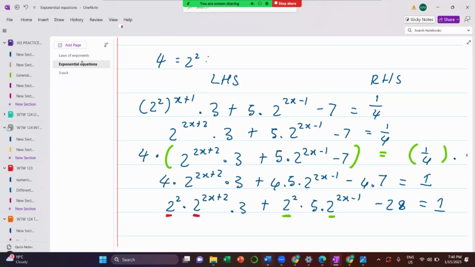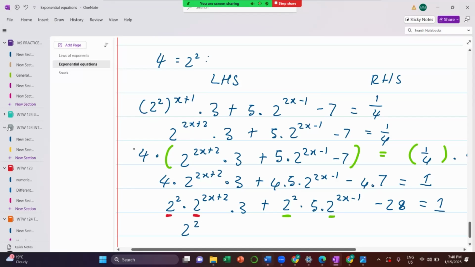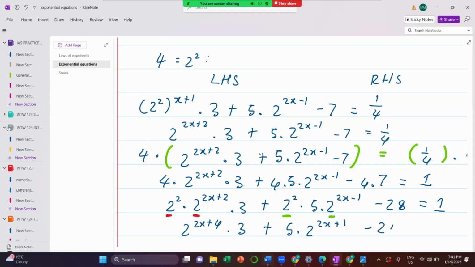By 5. So guys, please mute your mics. I'm going to have 2 to the exponent of what? X plus what? Plus 4 multiplied by what? By 3. Plus, I'm going to have 5 multiplied by 2 to the exponent of what? 2x plus what? Plus how much? Plus 1. All minus 28. It's equal to what? To 1.